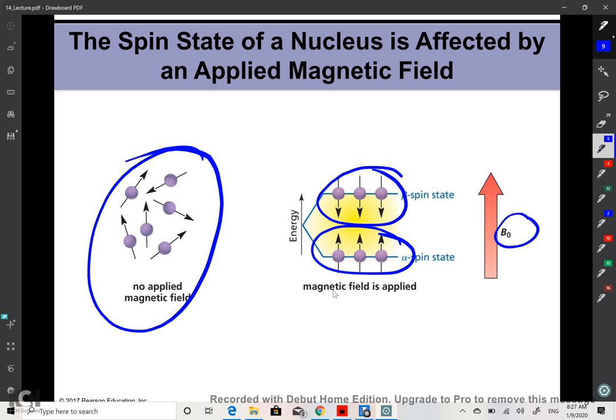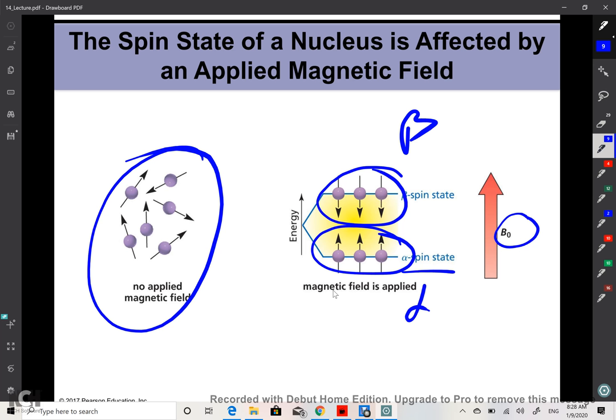Does that make sense? The nuclei that align with the magnetic field are referred to as the alpha spin state, and they are lower in energy. Whereas those that align against the magnetic field are referred to as the beta spin state, and they are high in energy, between the alpha and the beta.